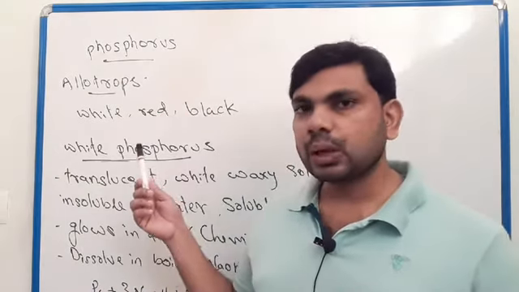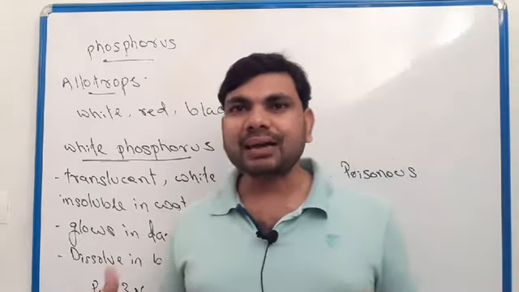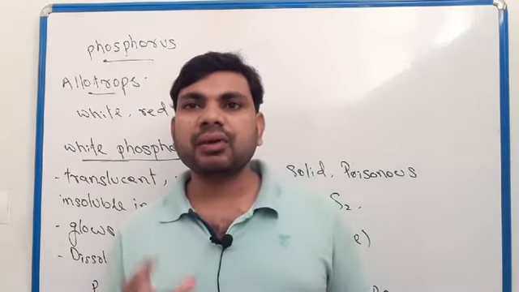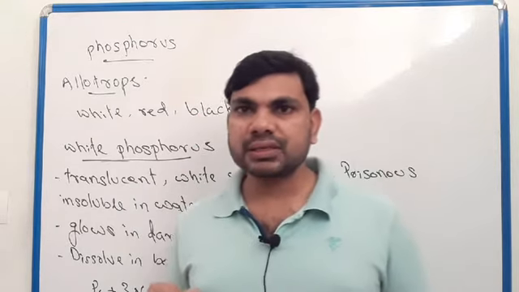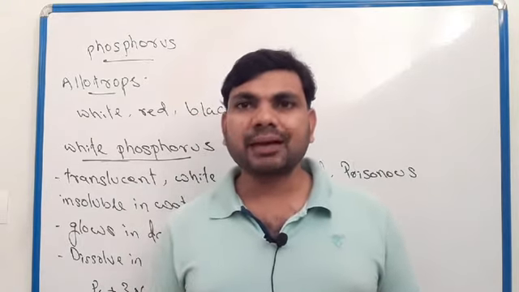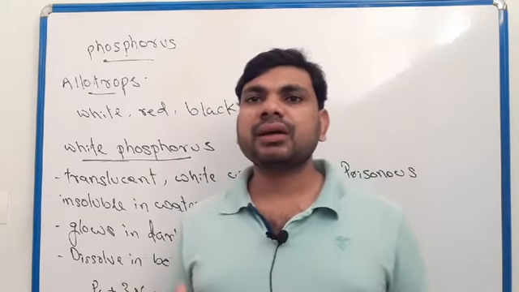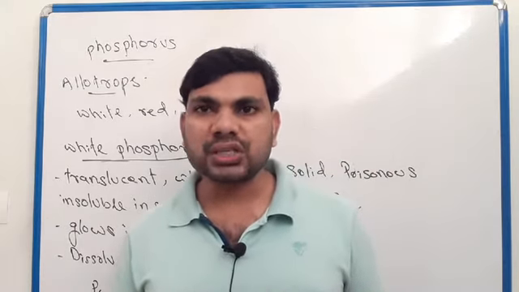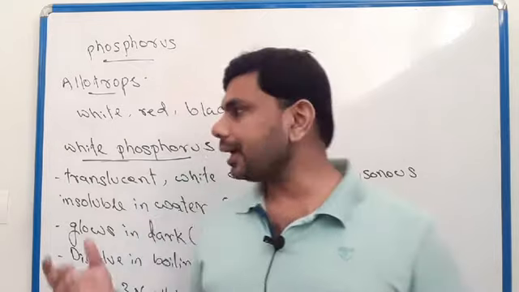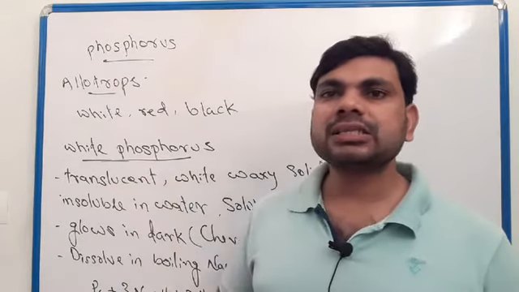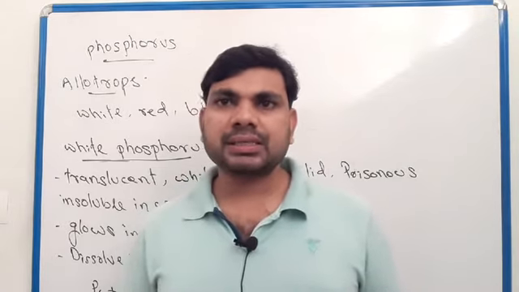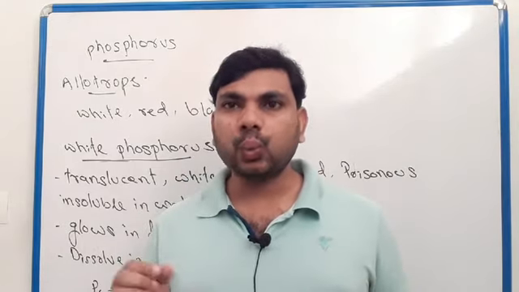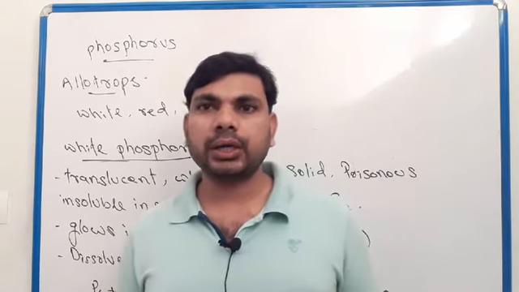Red phosphorus, white phosphorus, black phosphorus, these are the different allotropes of phosphorus. First, we have to understand more details about white phosphorus. White phosphorus is a white colored waxy solid.